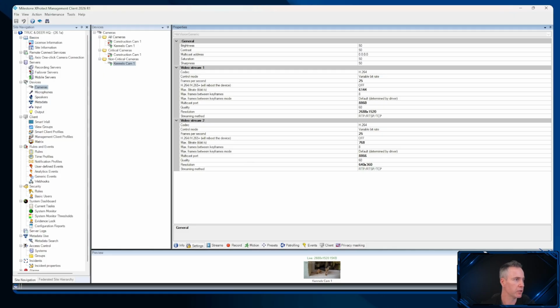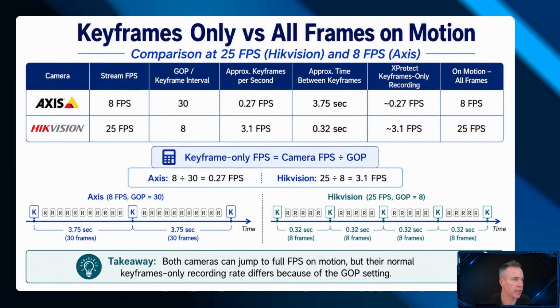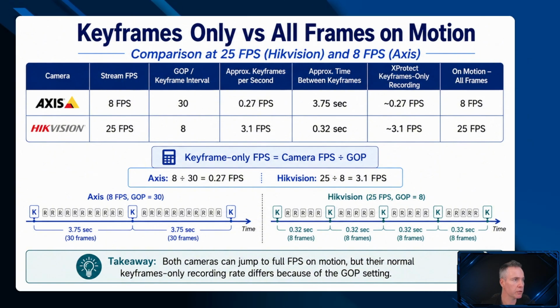So let me explain it to you on this image that I've got popped up on the screen. You'll see that the Axis camera was originally set up to 8 frames a second, 30 reference frames. And then the Hikvision was set up to 25 frames per second and 8 reference frames. So we want to ensure that we take 1 keyframe every second. If I take 8 divided by 30, that means that that Axis camera is sending less than 1 frame a second. In fact, it's only sending 1 frame every 3.75 seconds.